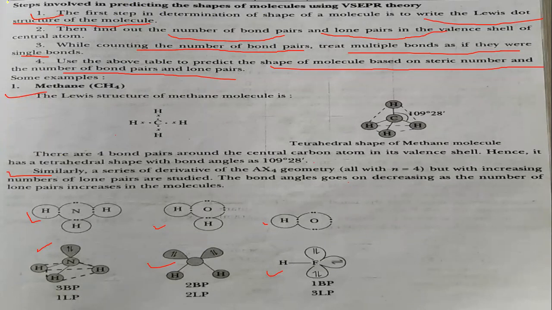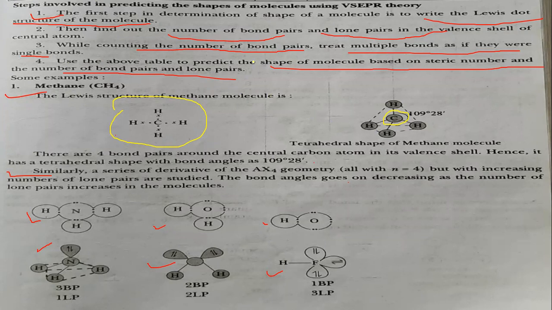The first step in the determination of the shape of a molecule is to write the Lewis dot structure. You can see here for methane, they have drawn the Lewis dot structure. Then find out the number of bond pairs and the number of lone pairs in the valence shell of the central atom. So carbon is the central atom, for which we have to find the number of lone pairs of electrons and the number of bond pairs of electrons.